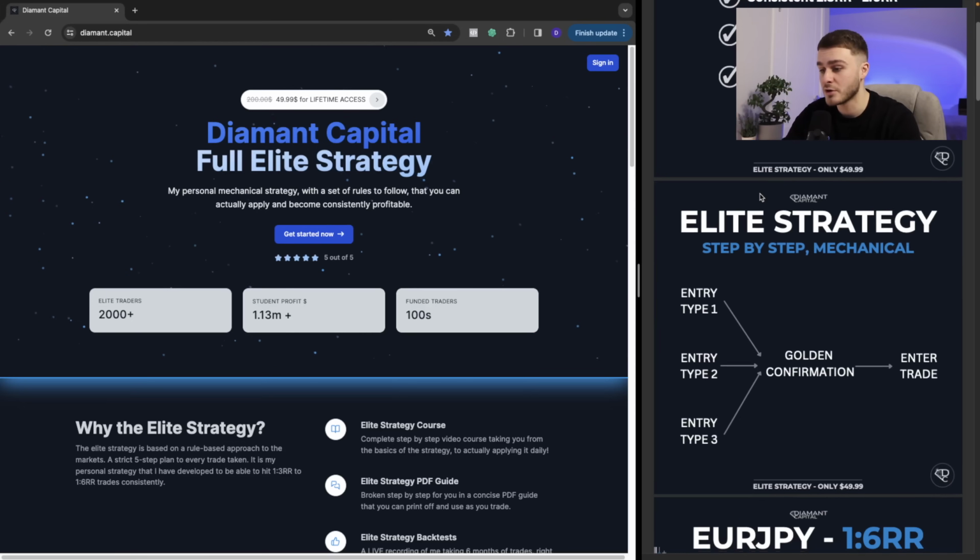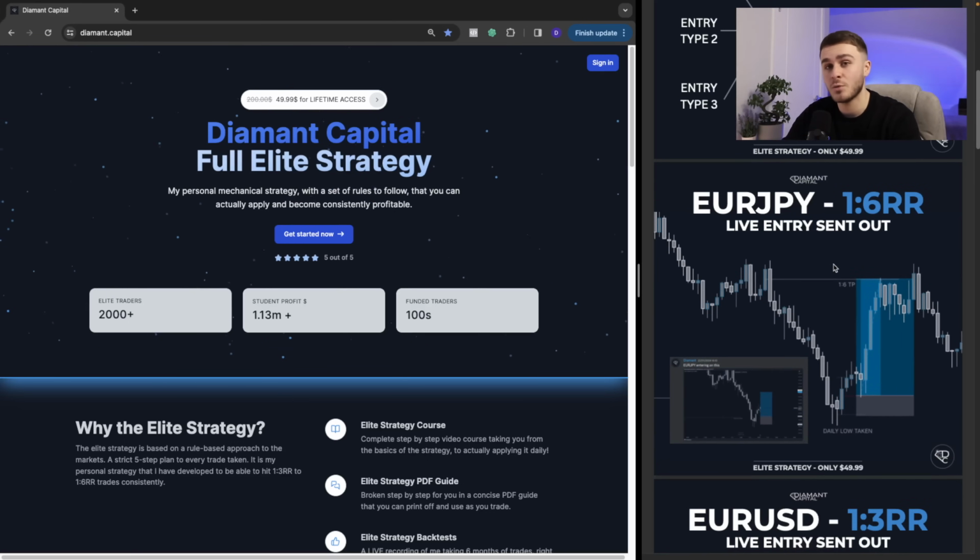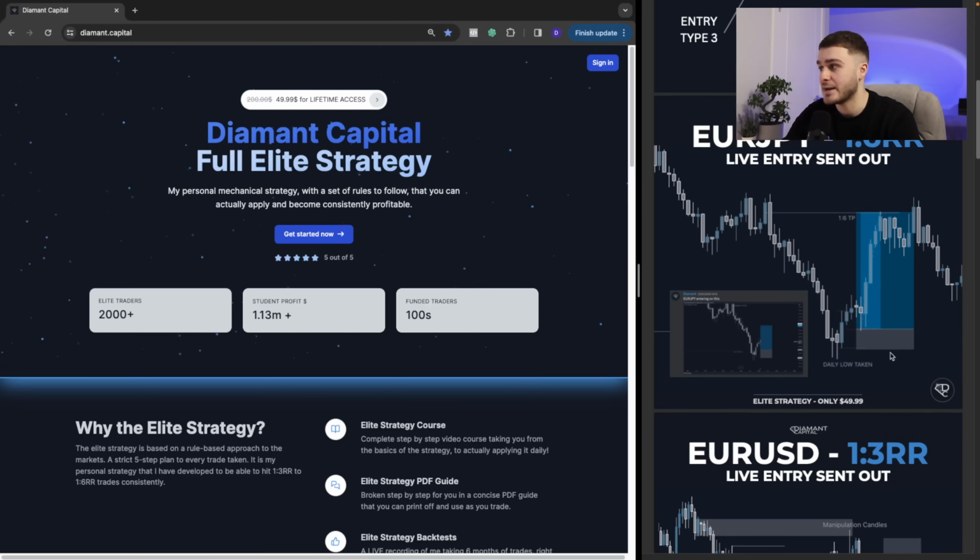So in general, what I would look for is something like this. I have an entry type 1, entry type 2, and type 3. If it links to the golden confirmation and everything is in line, that's when I would enter the trade. And with that, I'm able to achieve consistently 1 to 3s to 1 to 6s. And again, all of this has been proved live as well. Every single entry I send out live to my premium group.